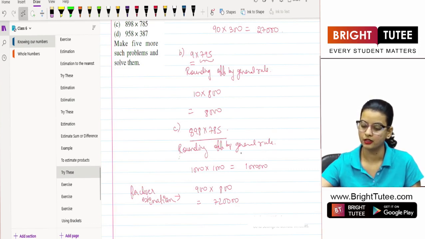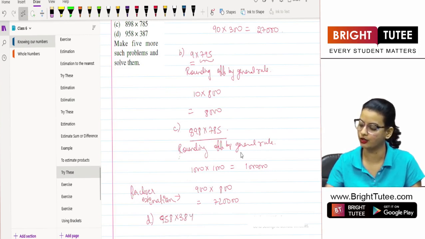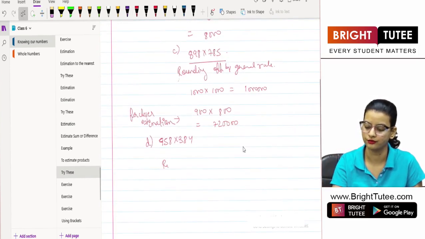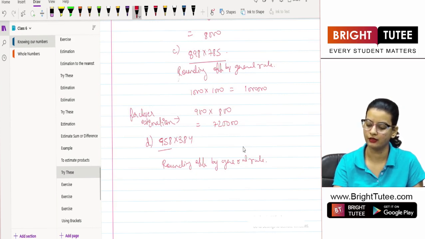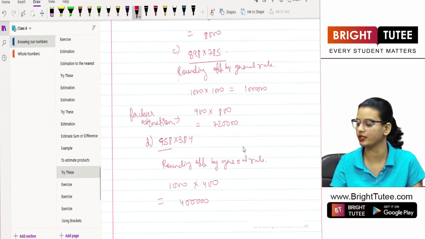Right. Now, the last one is 958 into 387. Okay, so let's round off by the general rule. So, 958 will become 1000 and 387 will become 400, rounding this off to the nearest hundreds. So, this is going to become 4, 1, 2, 3, 4 and 5 zeros. Okay, so this is what the answer is going to be.